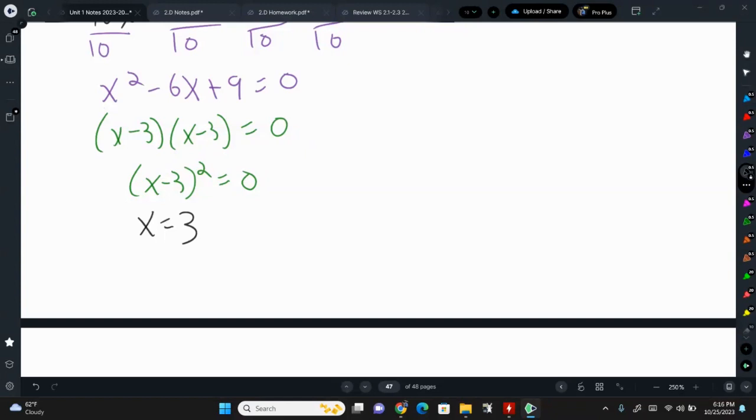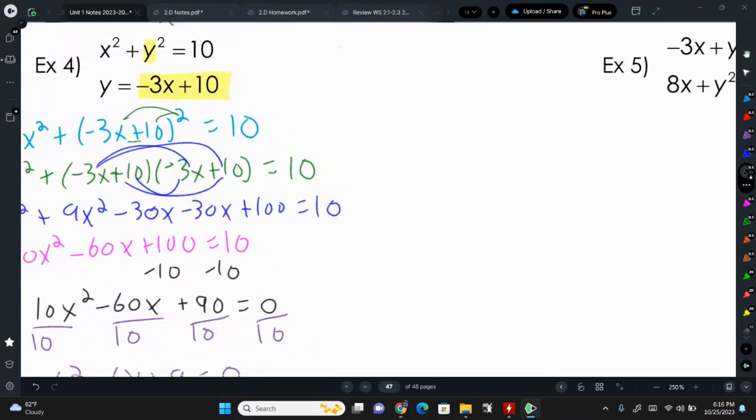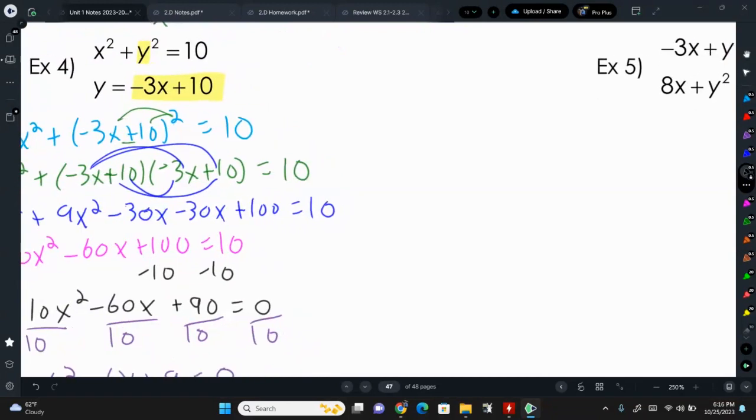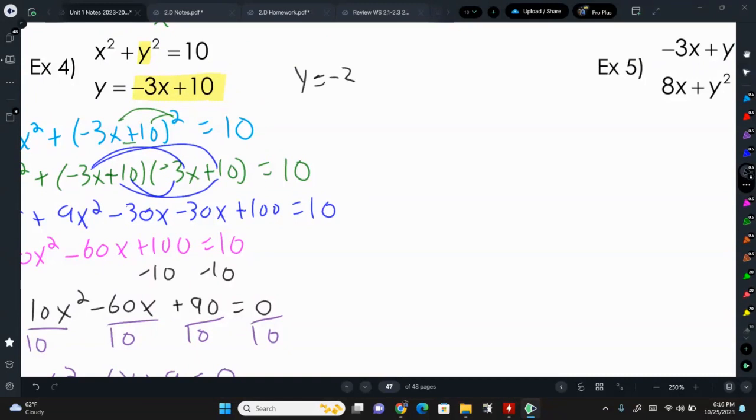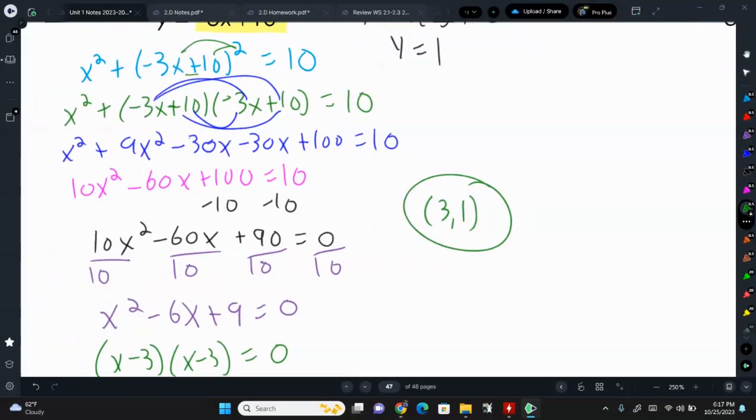So if x equals positive 3, we need to go back and substitute that in for y in our equation. So y is equal to negative 3x plus 10. So y equals negative 3 times 3 plus 10, which is going to give us 1. So our solution is 3 comma 1 because x was 3 and y was 1. So 3 comma 1. So you need to be aware of that when you are solving these quadratic systems about squaring a binomial.